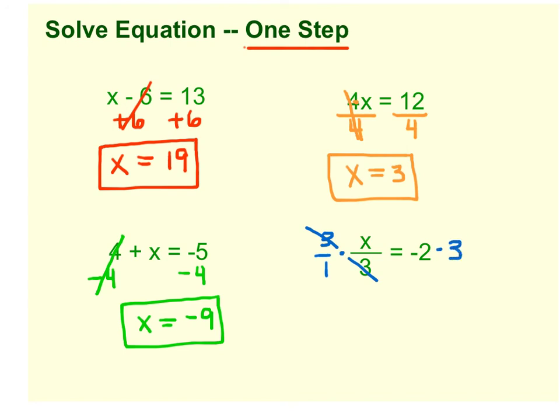We just have to make sure we multiply the other side by 3 as well. So x equals negative 6. And those are some one-step equations.